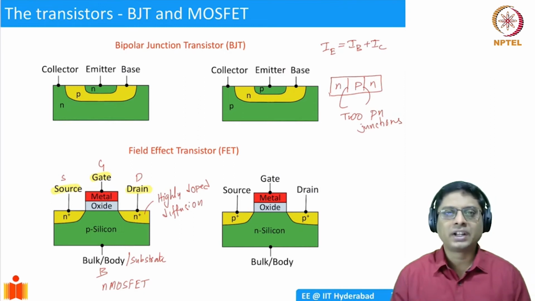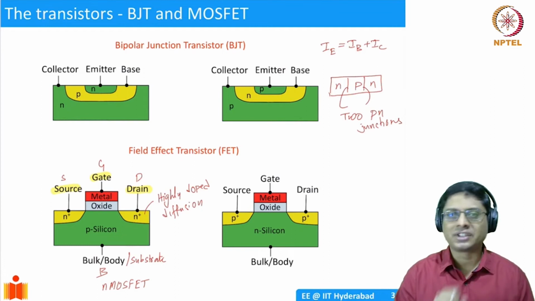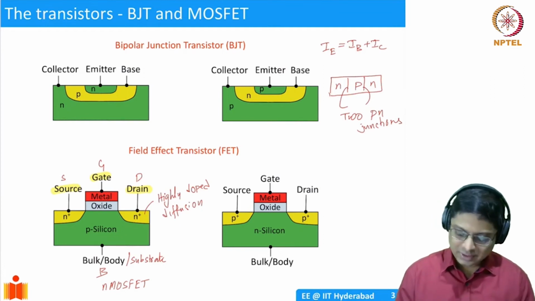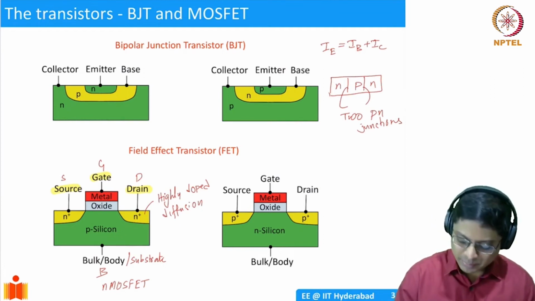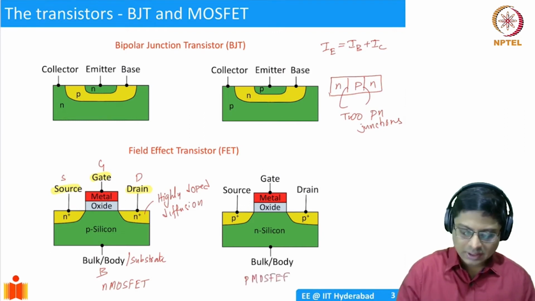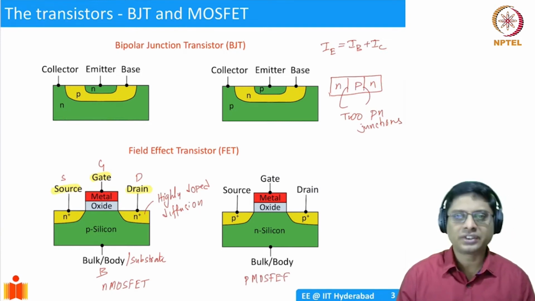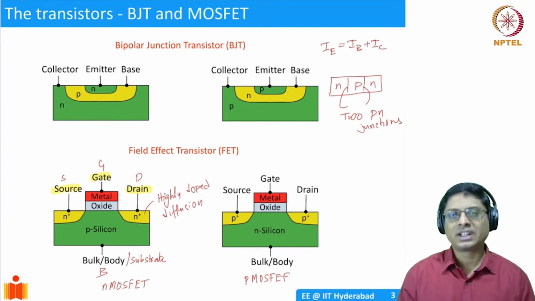You know by now that NMOS is when you have a p-type substrate and you have an N inversion layer, right? That's why it's an N MOSFET. And you can have a complementary device which is a P MOSFET, consisting of an N-type substrate and P plus drain and source. These diffusion regions are P plus. So basically we have the MOS capacitor plus two additional terminals.